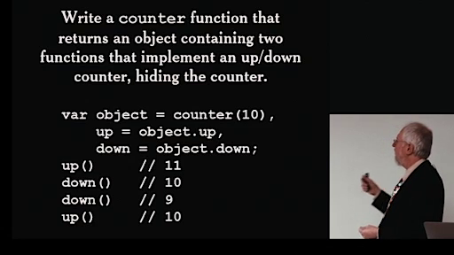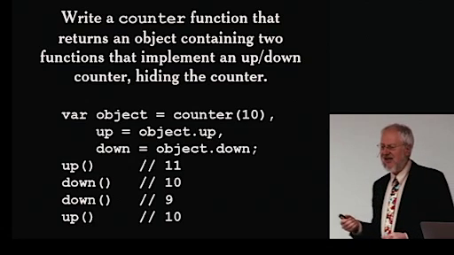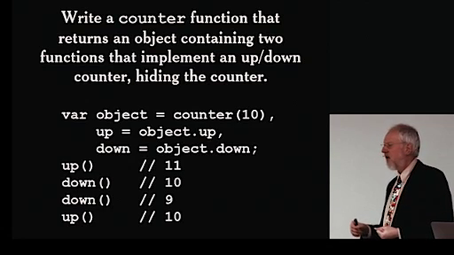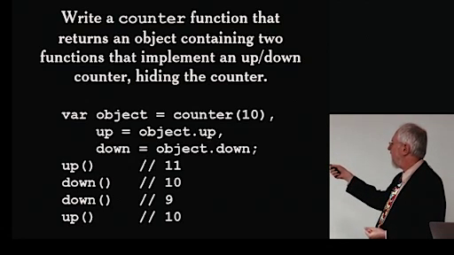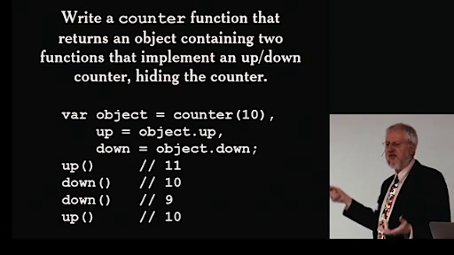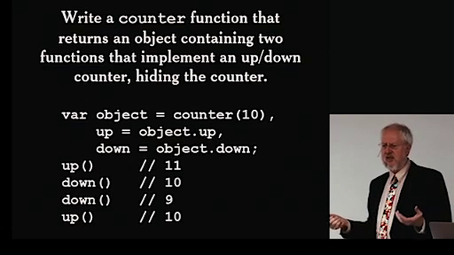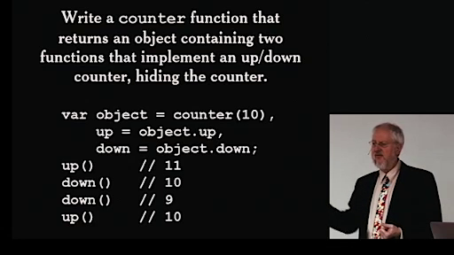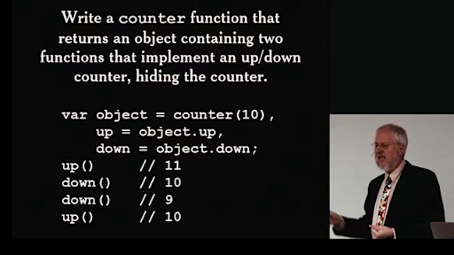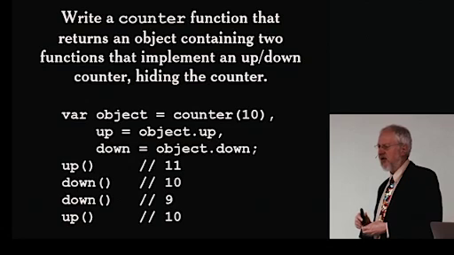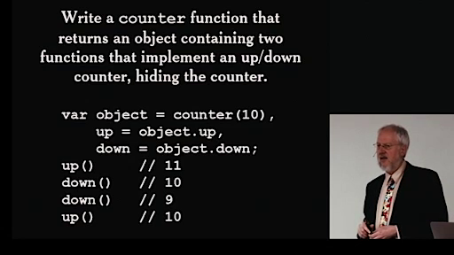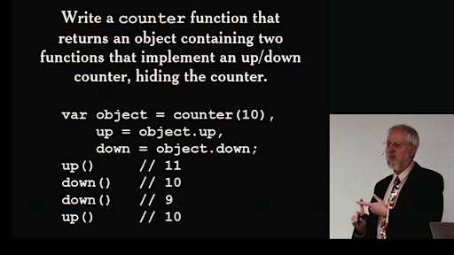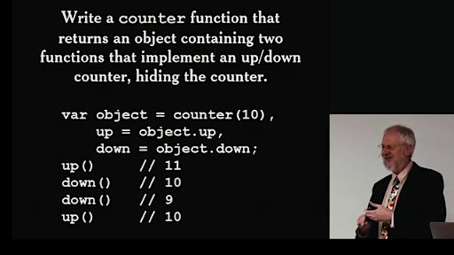We're going to write a counter function that returns an object containing 2 functions that implement an up-down counter, hiding the counter. So we'll call the counter factory and pass in an initial value, and it will return an object containing an up method and a down method. When we call up, it will add 1 to the value and return it. When we call down, it will subtract 1 from the value and return it. And I'll give you a hint: no global variables, no this, none of that.